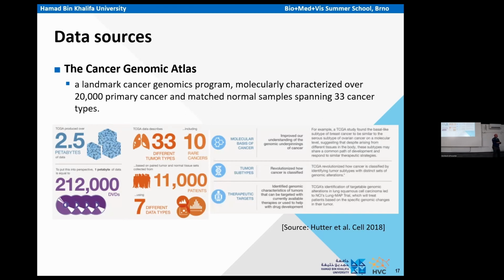2.5 petabytes. It is targeting 33 different tumor types, and it is used extensively for trying to figure out similarities and differences between the various kinds of cancers, and to use this information to develop therapeutic strategies, and also for classifying and recognizing new subtypes of tumor and creating different therapeutic targets.